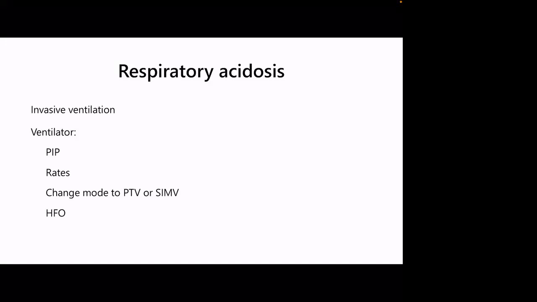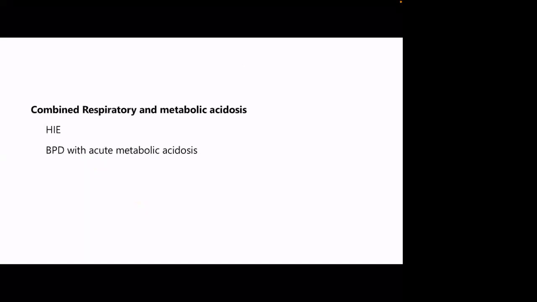On ventilators, you can increase the PIP and the respiratory rates, or you can change the mode from IMV or assist control to PTV or SIMV mode to help the patient improve the minute ventilation. And if the baby is still on SIMV and on high settings with persistent or worsening hypercarbia, you might have to go for high frequency oscillatory ventilation.